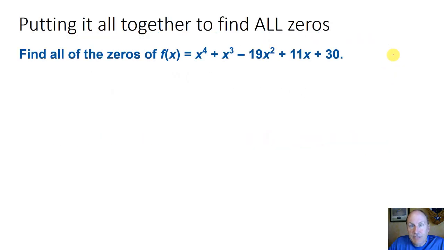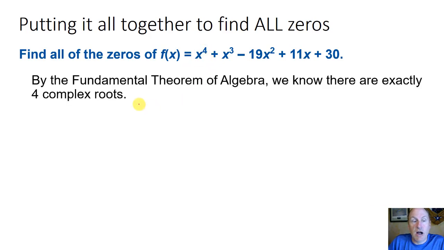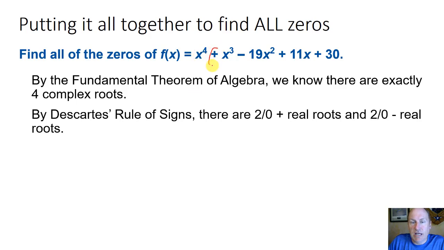So let's piece this all together. We have a very big function here: x to the fourth plus x to the third minus 19x squared plus 11x plus 30. Now we should use things we already know, like Descartes' rule of signs, which we looked at in a previous screencast, to tell us about how many zeros we have. We know that there can be as many as 4 total complex roots from the fundamental theorem of algebra, previous screencast.